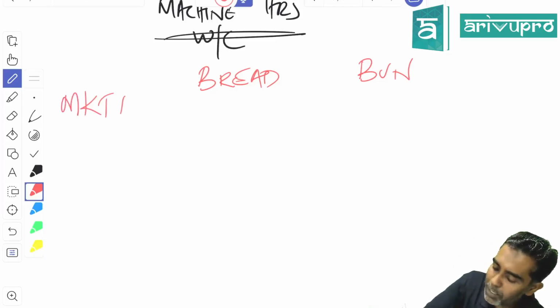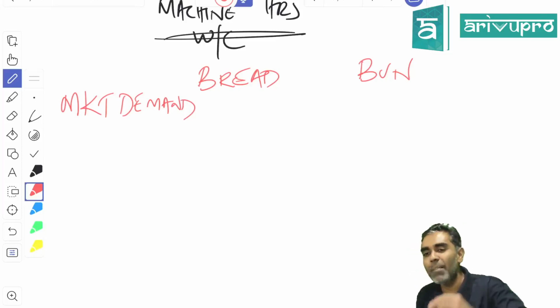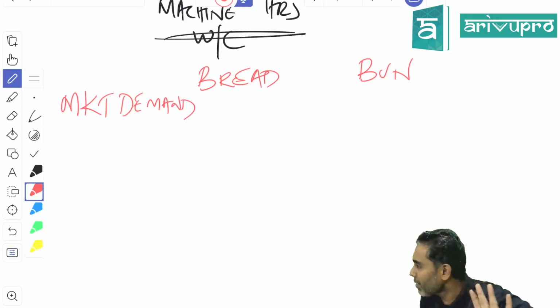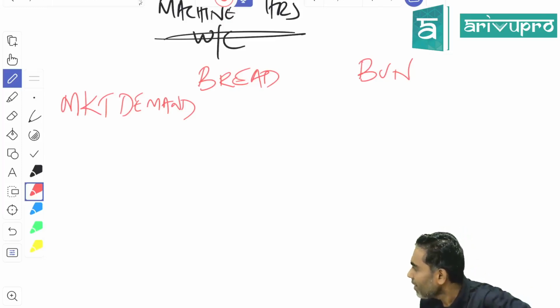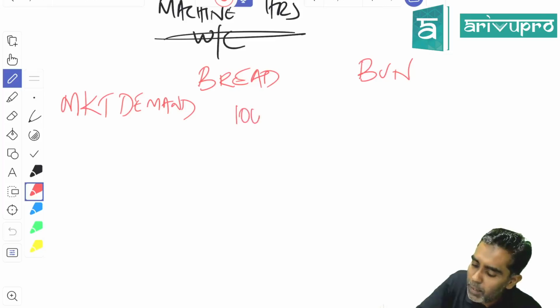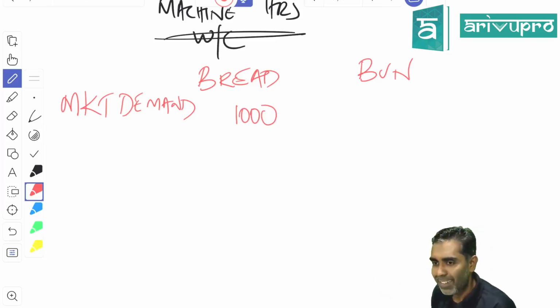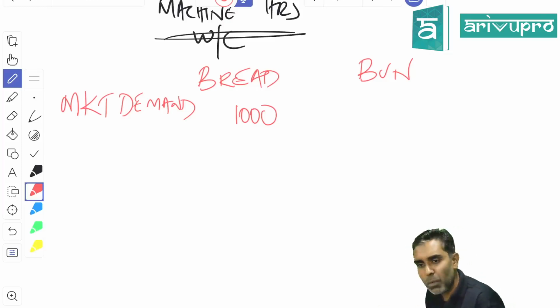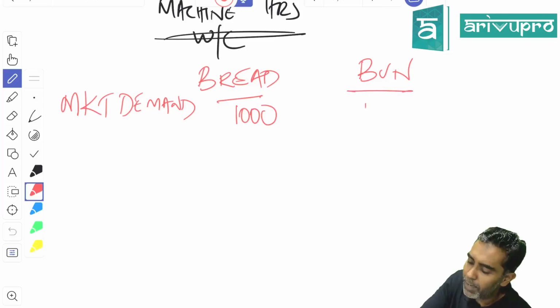You know what is meant by market demand. What is the maximum that can be sold in the market? The maximum number that can be sold in the market is the market demand. You can't go beyond the market demand. Let's say the market demand for bread is 1000. If you make more than 1000, it cannot be sold in the market. For bread, 1000 units. Bun, let's say 500 units.